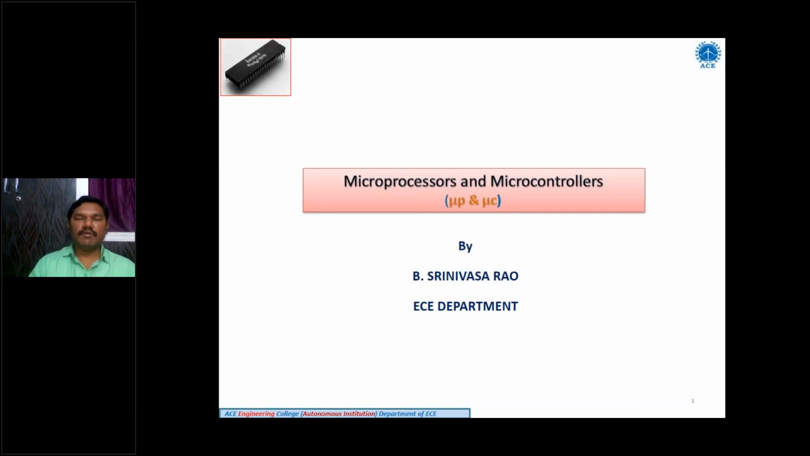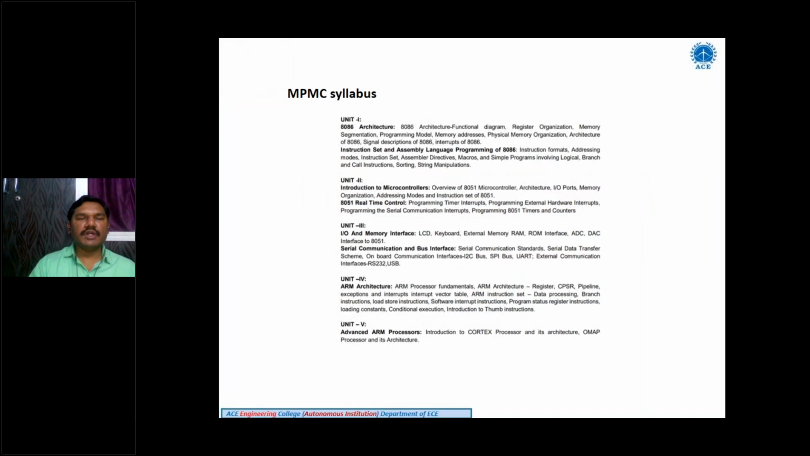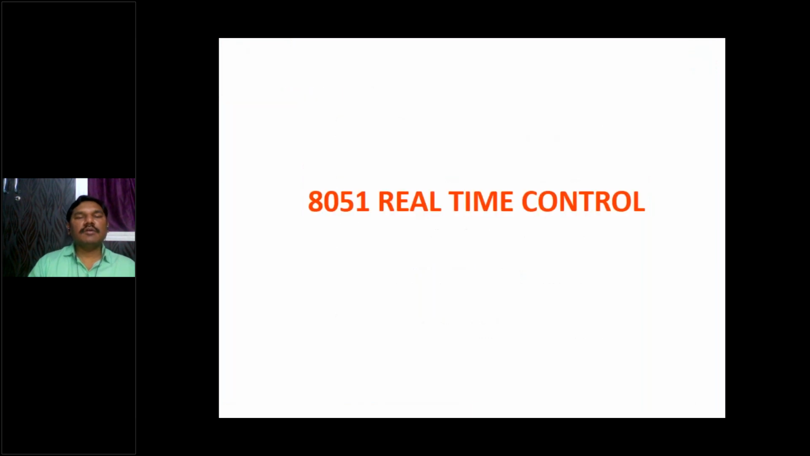Today I would like to explain one more new topic, that is the last topic of second unit, microprocessors and microcontrollers. That is called 8051 real-time controlling. We know what real-time controlling is. Real-time controlling means how to operate different devices within a specific time period before the other task is to be executed. It's called real-time, and how to control it.